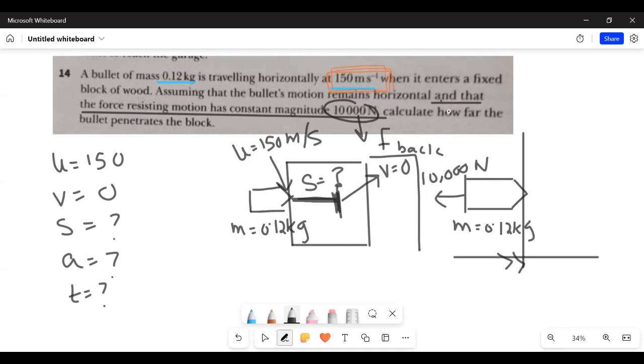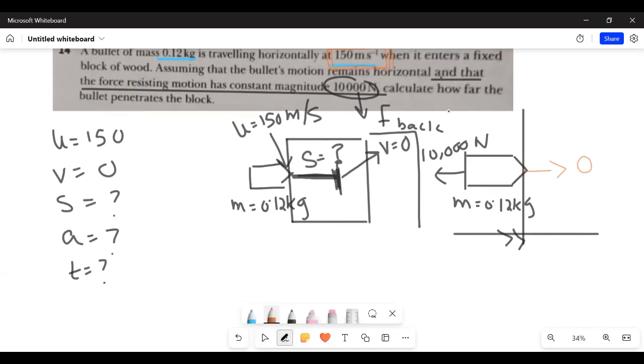So now we use forward force minus backward force equals ma. There is no forward force on the bullet because a bullet doesn't have an engine giving it forward force. Once it hits the block, there's no forward force. So that's going to be 0. It's not mentioned, it's going to be 0. Minus backward force, 10,000, equals ma. So forward force is 0.